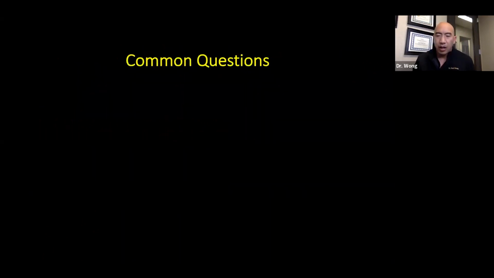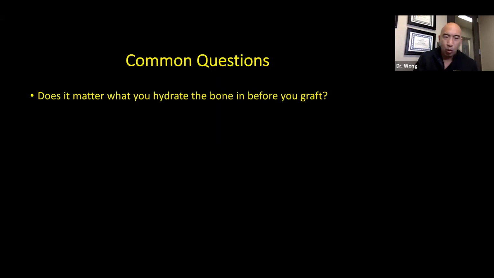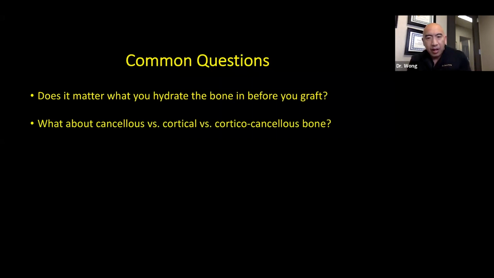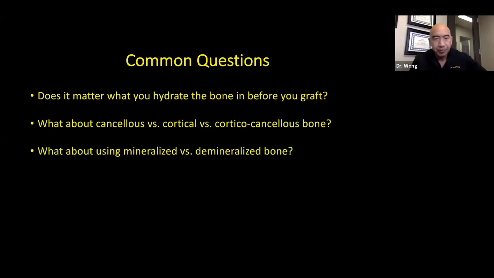So a common question I get is, does it matter what you hydrate the bone in before you graft? It doesn't really matter, but I would highly recommend sterile saline or sterile water. For basic socket grafts, honestly, I told you mineralized cortical bone because it's the least expensive and it's got good packing ability. Cancellous or cortical cancellous for these basic socket grafts would work too. You're going to spend a little bit more money on the grafting materials, but all three of these would work for the basic socket graft.